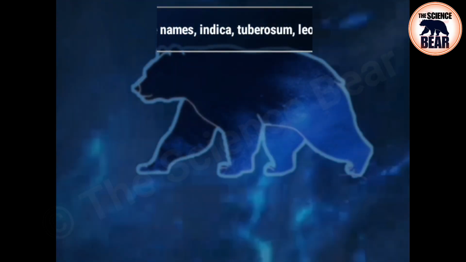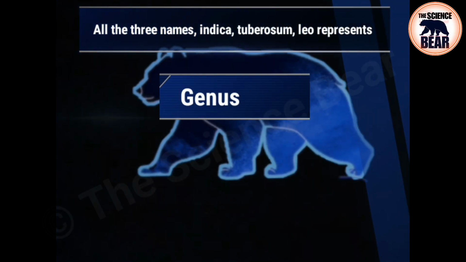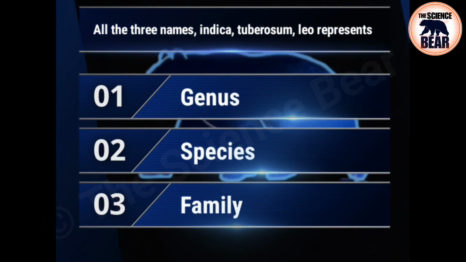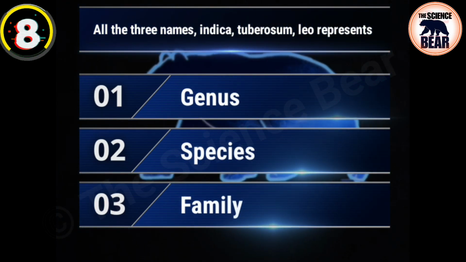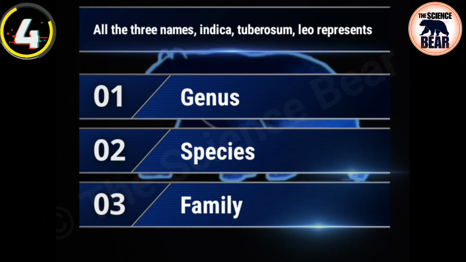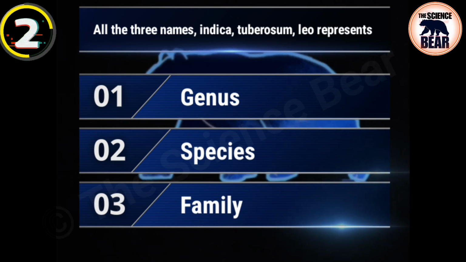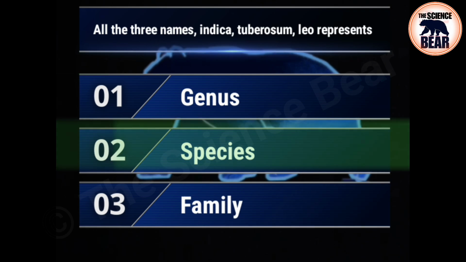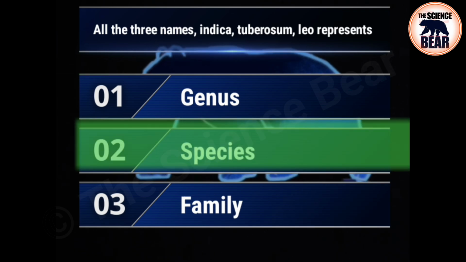Do all the three names Indica, tuberosum, and leo represent genus, species, or family? And the correct answer is species.